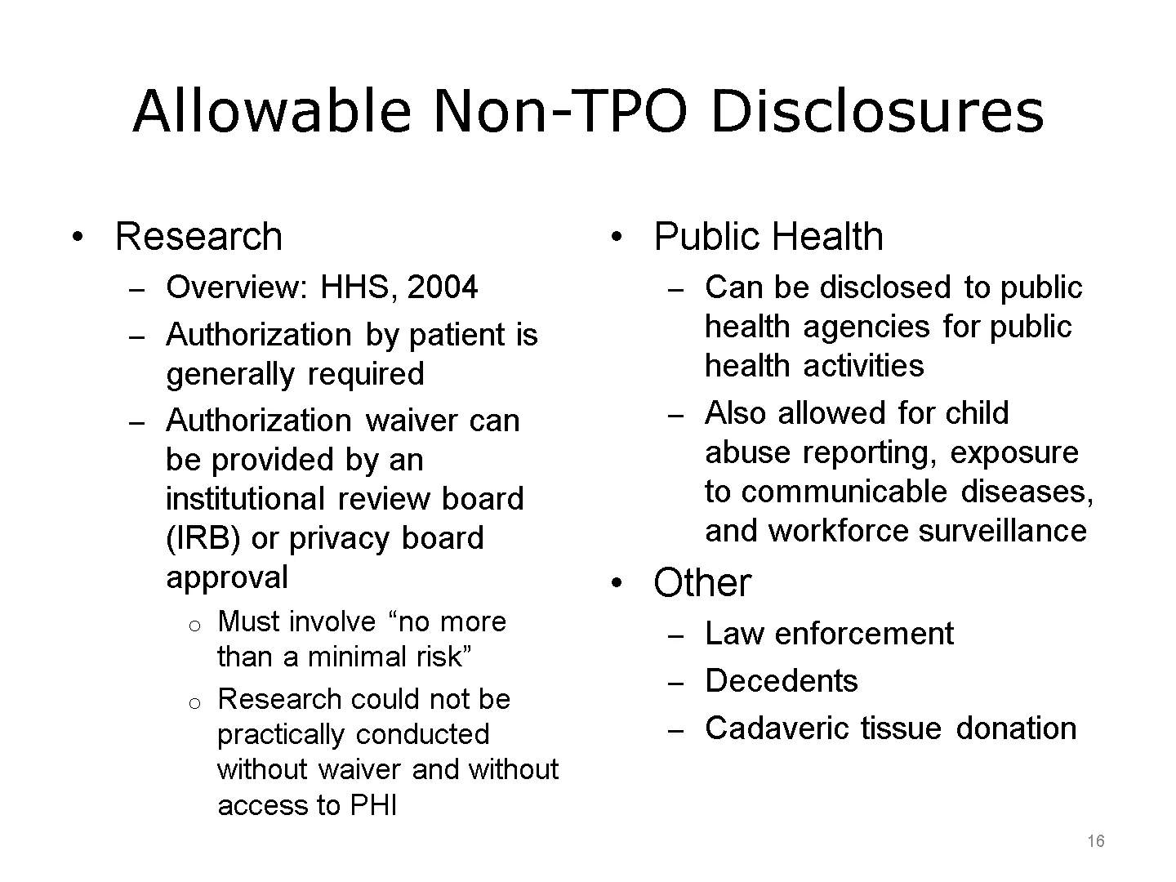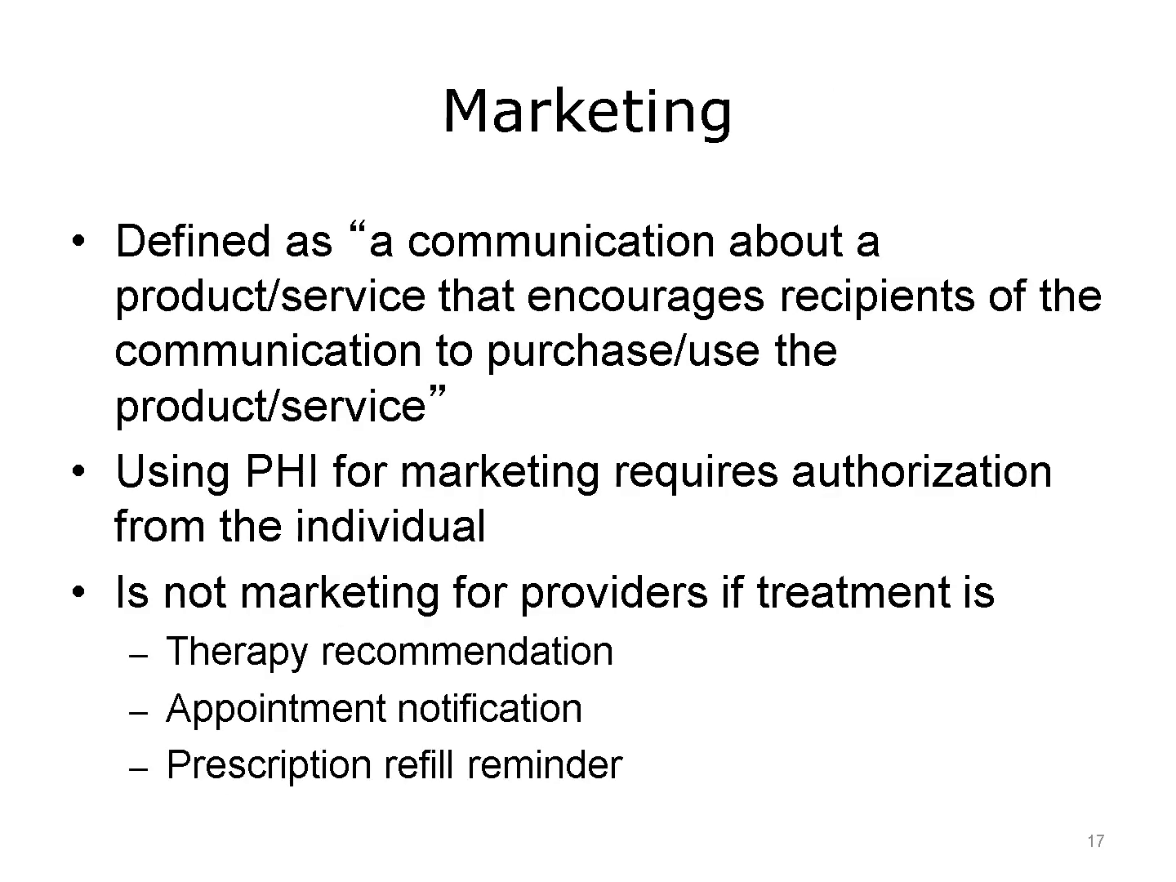The privacy rule states that when this authorization waiver is used, there must be no more than a minimal risk of disclosure of information, and that the research could not be practically conducted without the waiver and without access to personal health information. Some public health disclosures are allowed so that information gathered by public health agencies can be released. Information in specific areas such as child abuse, exposure to communicable diseases, and workforce surveillance can also be disclosed. Some other areas where disclosure is permitted include information related to law enforcement, issues related to decedents, and cadaveric tissue donation.